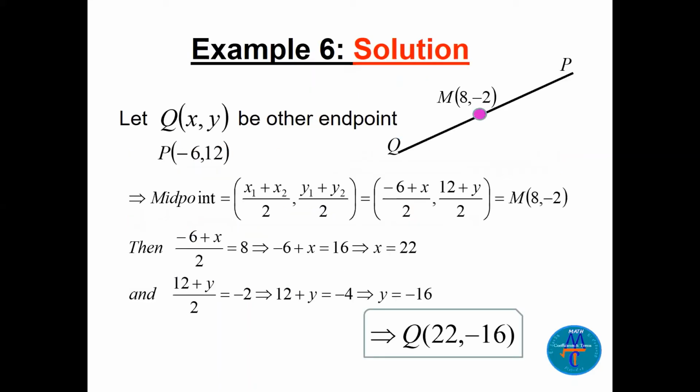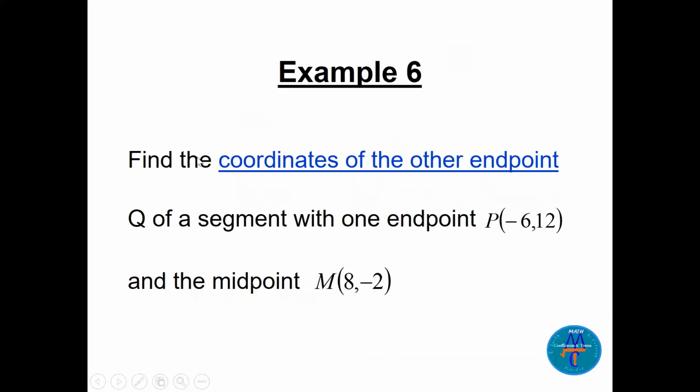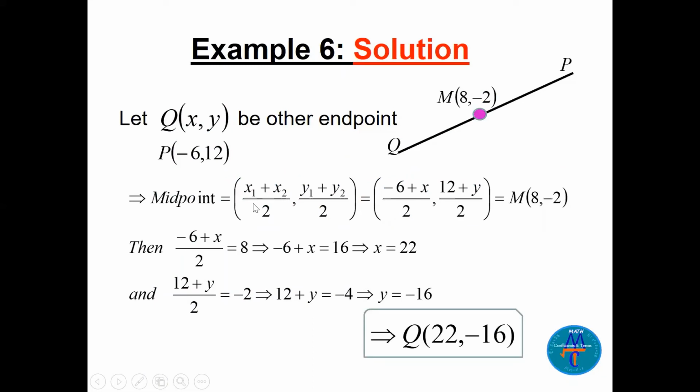Make a little sketch. See, M is (8, -2), given. We need Q. So I say let Q be (x, y), just to make it simple. P we know is (-6, 12). You see from the question here, P is (-6, 12), M is (8, -2). So I take these given, and then I write the formula, same formula, the midpoint.